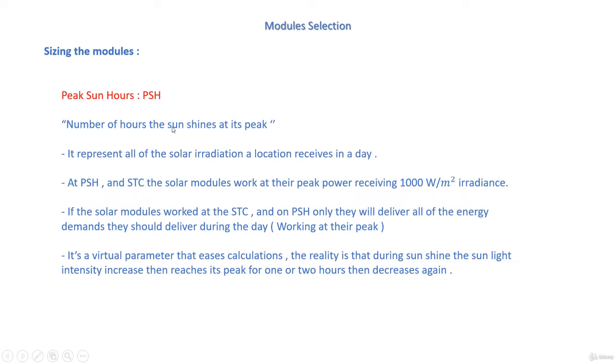The peak sun hours refer to the solar irradiation a location could obtain if the sun were shining at its peak for a certain amount of hours. Since the peak irradiance, which is STC, is 1000 watt per meter square, the number of peak sun hours is a representation of the average daily solar irradiation or insolation.